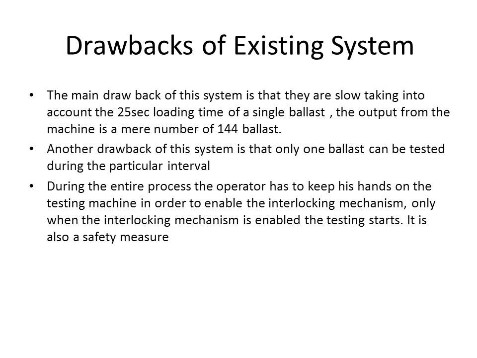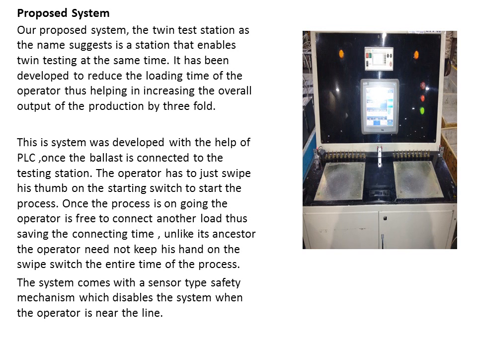Drawbacks of the existing system. The main drawback is that it is slow, taking into account the 25-second loading time of a single ballast. The output from the machine is a mere 144 ballasts. Another drawback is that only one ballast can be tested during a particular interval. During the entire process, the operator has to keep his hands on the testing machine in order to enable the interlocking mechanism. Only when the interlocking mechanism is enabled does the testing start. It is also a safety measure.